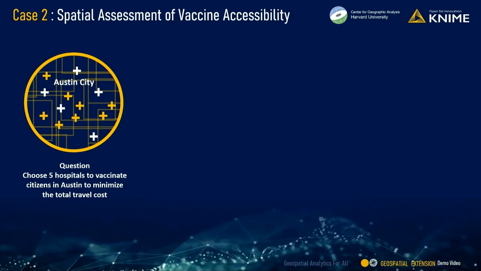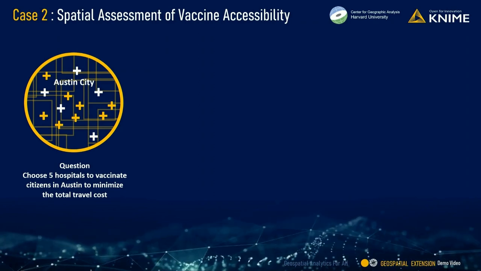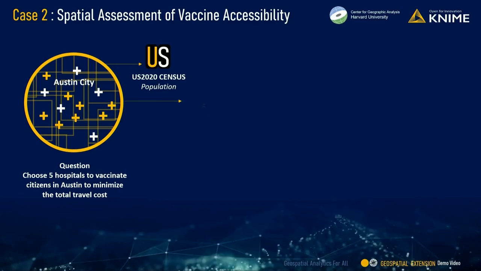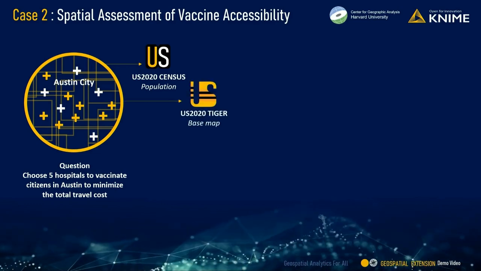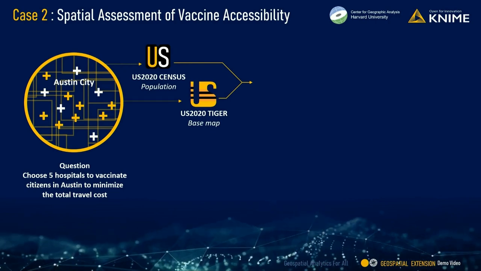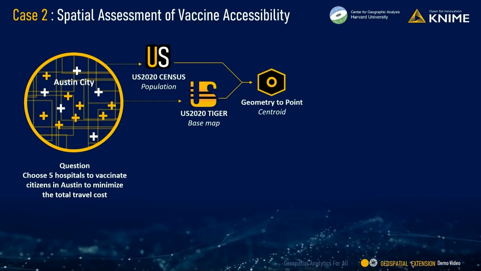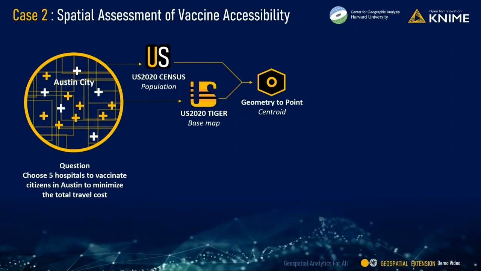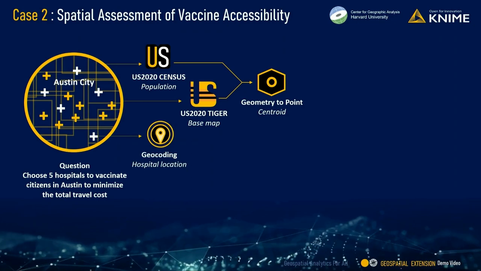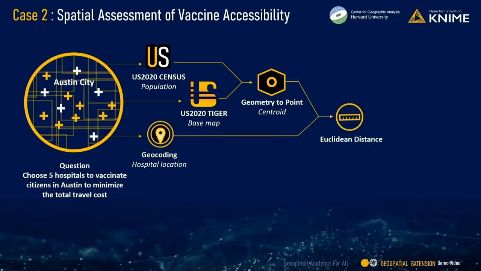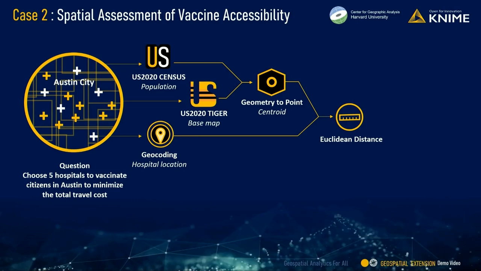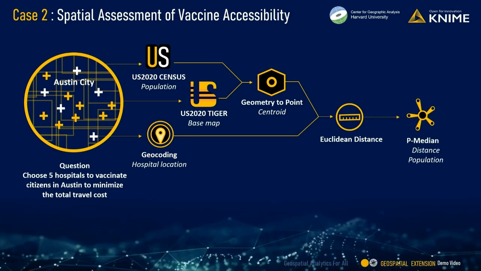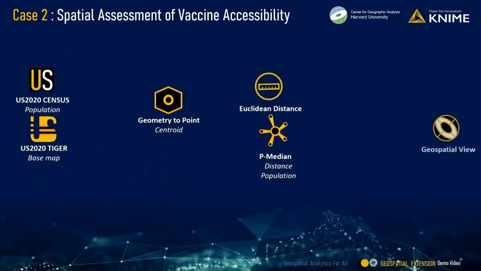we answer this question? First of all, we need the population of every census block group. Then, a base map with geometry information will be utilized to combine the population information. Taking the centroid of the census block groups as the representative spatial point, then with geocoding of hospital locations, a Euclidean distance tool will be applied to calculate the travel cost. The final step is using the corresponding site selection tools to solve this question with the arrays of distance and population.